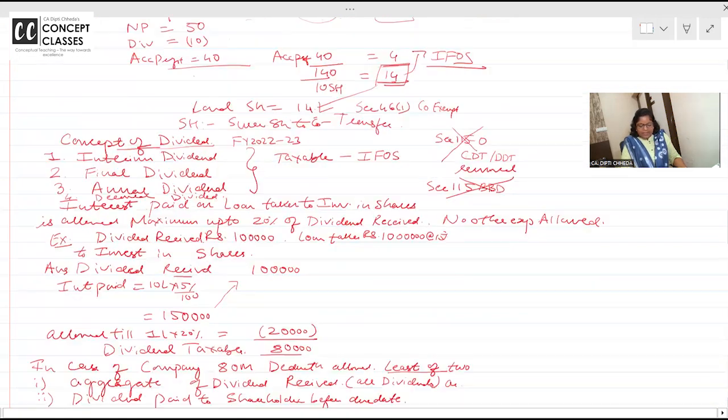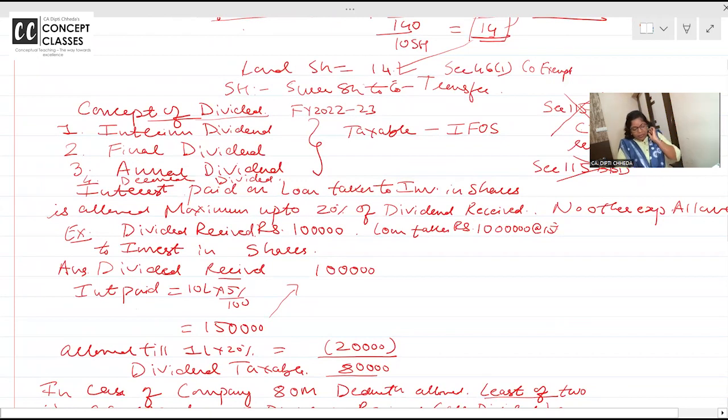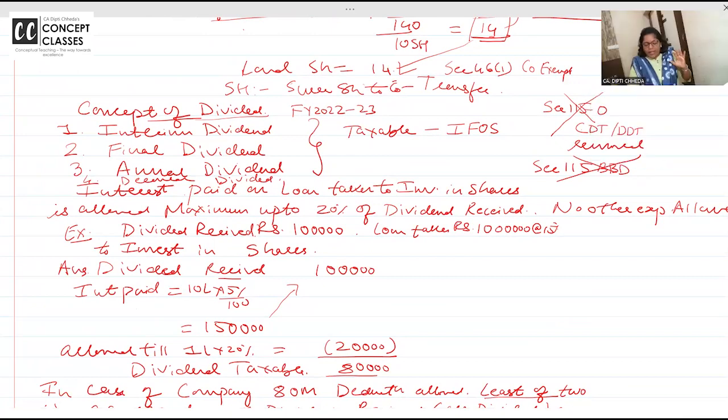This is yesterday's class. There are different kinds of dividend: interim dividend, final dividend, annual dividend, deemed dividend. All the dividends are taxable under income from other sources, and there is no exemption for CDT, DDT and all that. The only deduction allowed is interest, up to 20% of the dividend received. Brokerage and no other expenses are allowed.